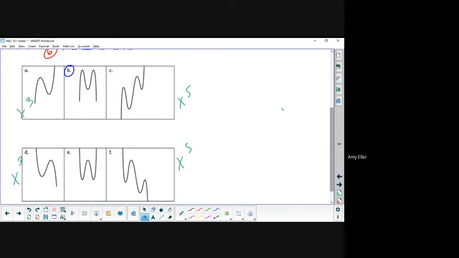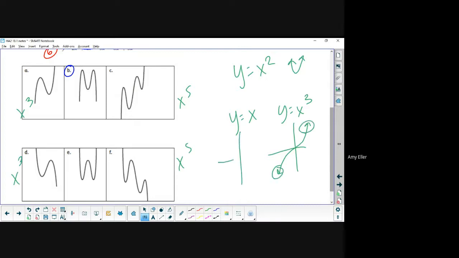Now we just have to figure out the end behavior, which way it's going. Think of the easiest function you can come up with. Our easiest even one is x squared, and you know what that looks like. Our easiest odd ones could be this or this. Those are ones we should know how to graph. This you should know looks like this. Look at the end behavior. Down, then up. This graph has the same end behavior.